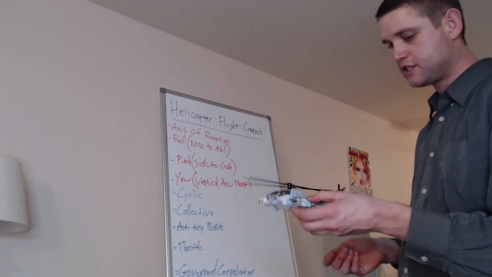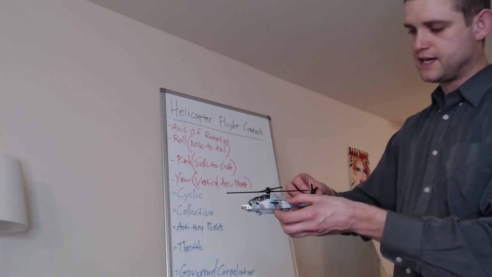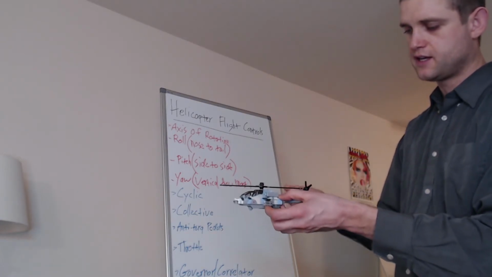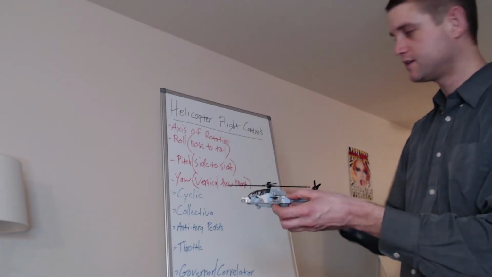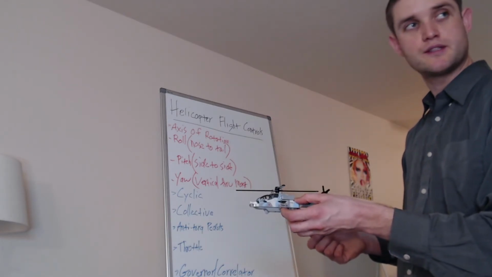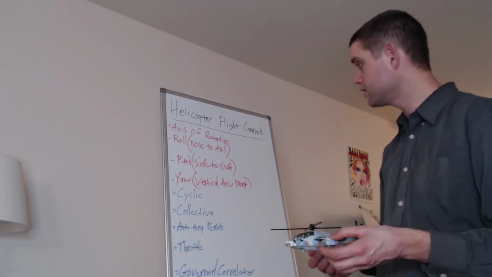How that actually controls the helicopter is the anti-torque pedals cause the amount of thrust, or the amount of air being pulled from one side to the other side of the tail rotor blades, to increase or decrease, and that is how the nose of the helicopter is moved around.